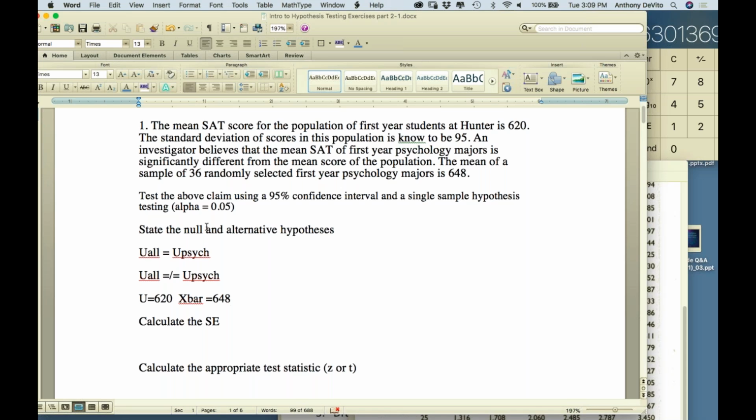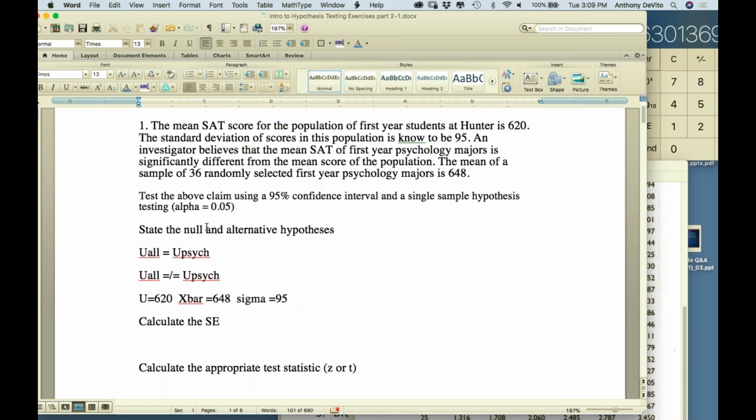Yeah, one of them they told me what the true mean was. The other one, my only clue is the sample. Now, I don't know what the true mean is for all psych students, right? So do I know what sigma is here? Well, I do. I was told the population standard deviation is 95. I know what sigma is here.